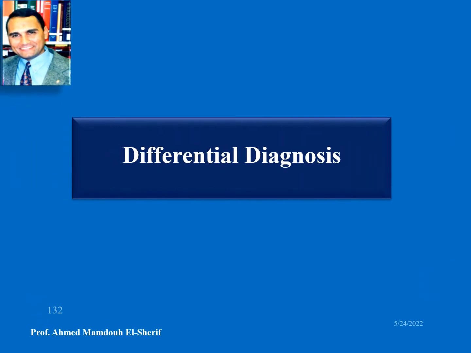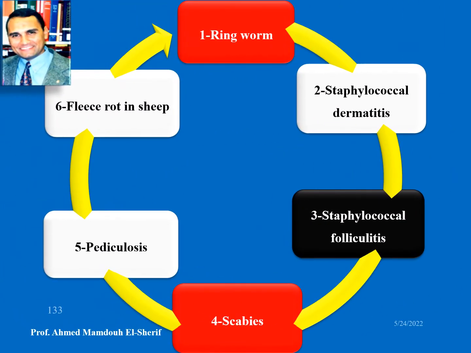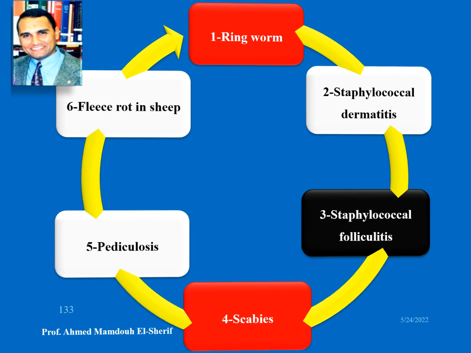Differential diagnosis. Dermatophilosis has to be differentiated from the following six diseases: ringworm, staphylococcal dermatitis, staphylococcal folliculitis, scabies, pediculosis, and fleece rot in sheep.